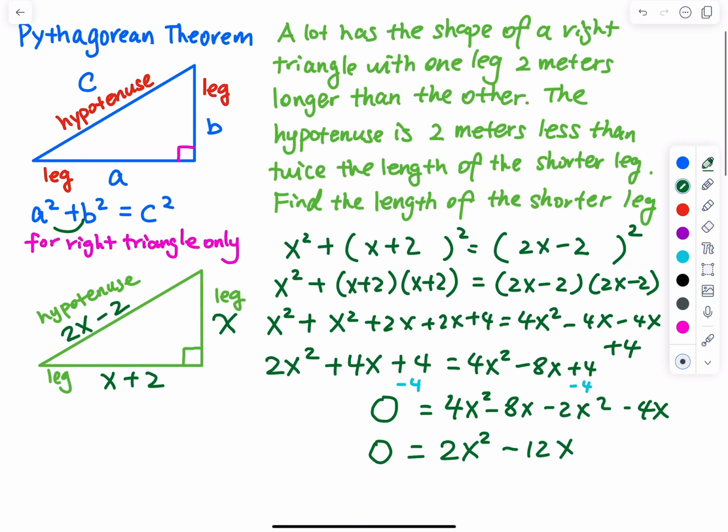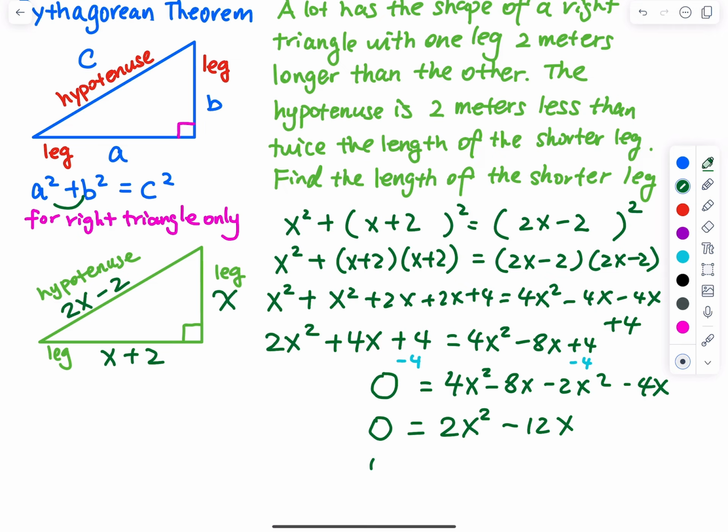Can we factor out some greatest common factor, GCF? Yes, the coefficients are multiples of 2. We have x squared and x. The lowest we can take out is an x. So therefore, this is 2x. You multiply, you get 2x squared. And then minus 6, you multiply, you get the minus 12x, right? And then you have that equal to 0. So notice that the other side is equal to 0.